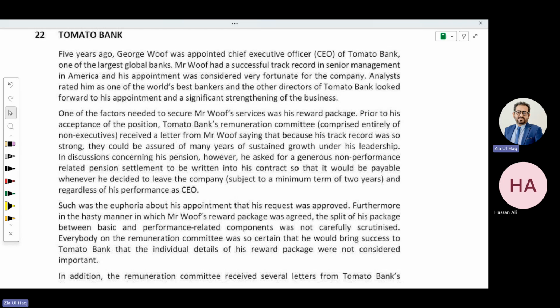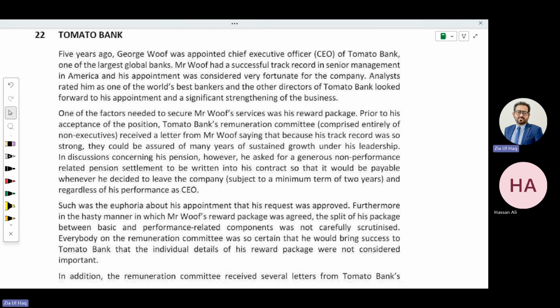Prior to his acceptance of the position, Tomato Bank's remuneration committee, comprised entirely of non-executives, received a letter from Mr. Wolf saying that because his track record was so strong, they could be assured of many years of sustained growth under his leadership. In discussion concerning his pension, however, he asked for a generous non-performance related pension settlement to be written into his contract. And he's saying, I am a very successful person. My track record is very good. So in my reward package, please include pension as well.